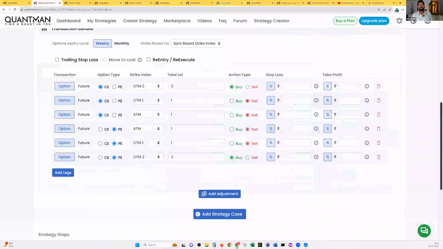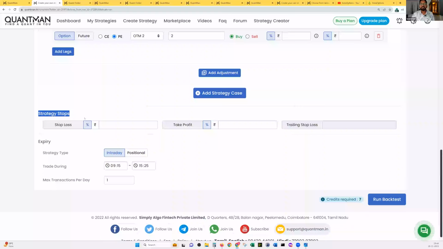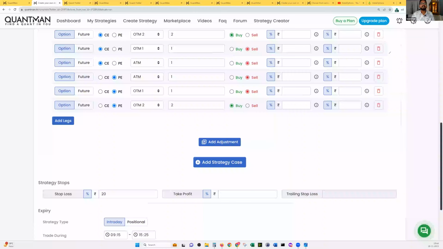Now this strategy does not have the unlimited risk opportunity. So what I'm going to do is use a strategy stop loss. I say 20% of the collected premium. In this case, I have collected 100 premium here, 100 here, 100 here, 100 here, and 10 premium here and 10 here.